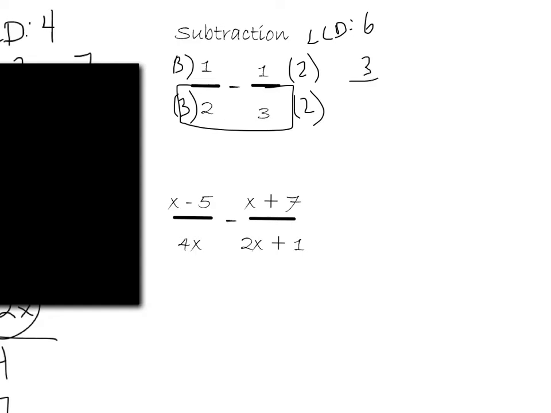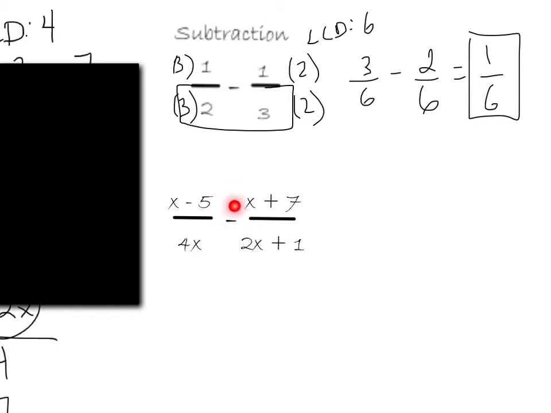Giving me 3/6 minus 2/6, giving me 1/6 as my final answer. Now, subtraction of rational expressions is a little bit trickier because you have to remember to give that subtraction sign in the middle to everything, to every part. But if you find that common denominator first, it makes it a little bit easier.